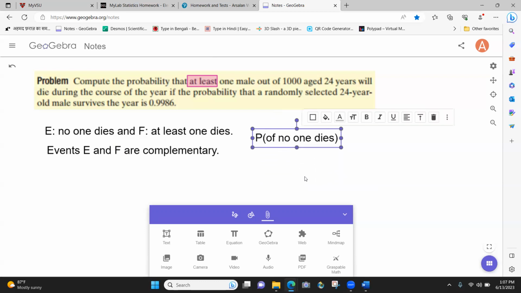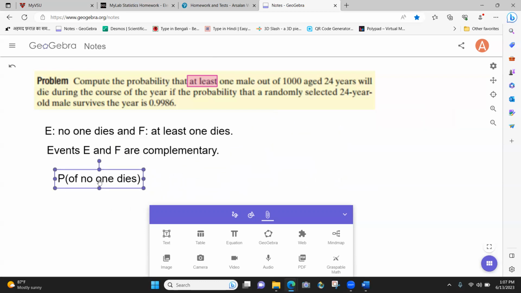Well, you have 1,000 people, and the question tells you the probability that a randomly selected person, we're talking about 24-year-old men, survives that year. Let me highlight that too. The probability that a 24-year-old guy will survive the year is 0.9986, which you think could be high, and it's high enough, but that's not the point.